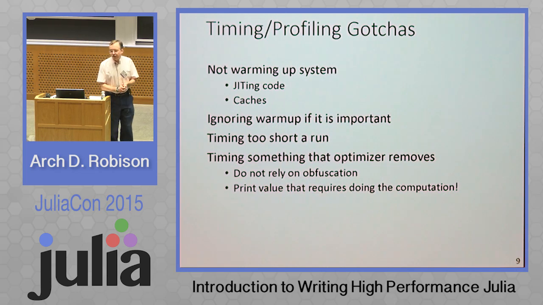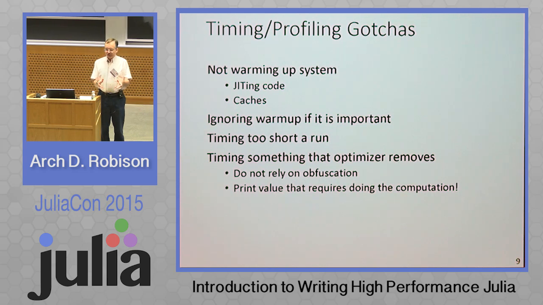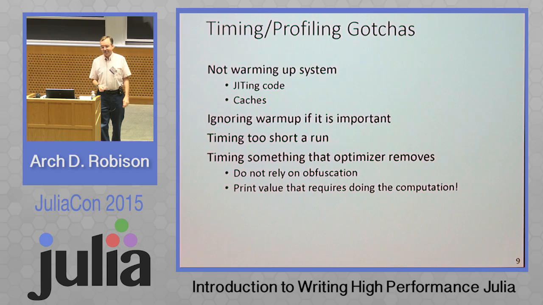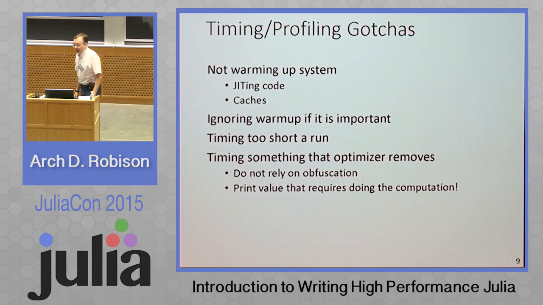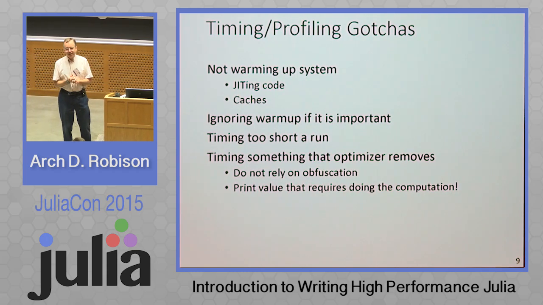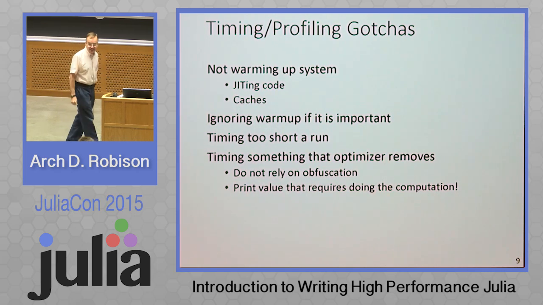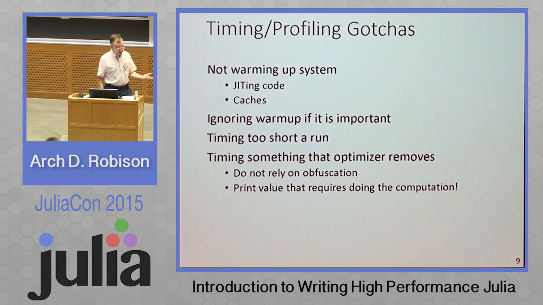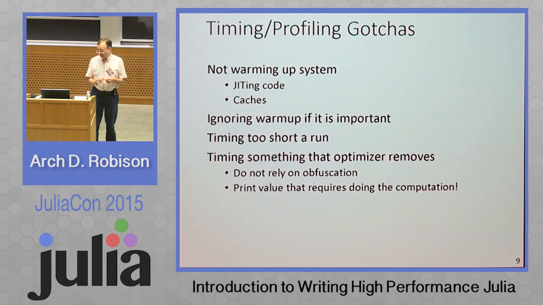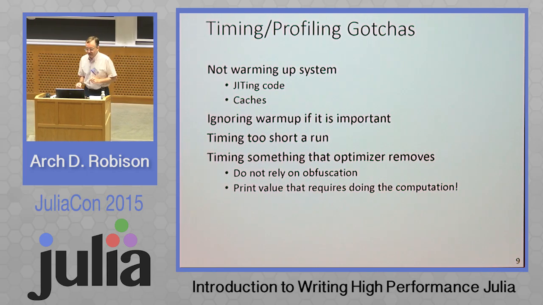Another common mistake is timing something in a standalone context where a smart optimizer just completely removes the piece of code that you're intending to time. The general rule with any compiler: do not depend upon obfuscation, thinking that the compiler can't figure it out and remove the code. Compilers are trained to remove code that's not necessary, and maybe your obfuscation works today, but it might not work tomorrow. The best way I know to avoid this problem is to print a value that requires actually doing the computation, like printing out a hash code or something.